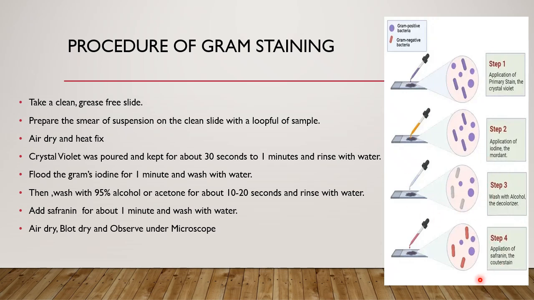And then finally when you add safranin, what happens? Only the gram negative cells take up the red stain, that is safranin, and appear red in color. Whereas the gram positive cells cannot take up the counterstain and appear purple in color itself, so that you can differentiate in the same view which is gram positive and which is gram negative easily by the color, and that's the reason you call this differential staining.